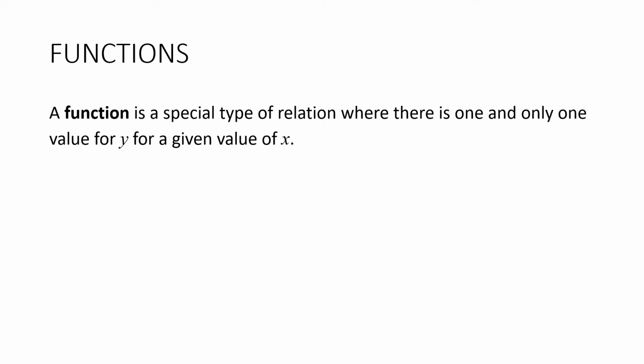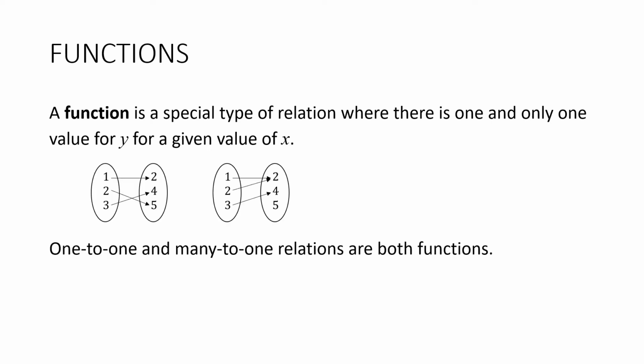A function is a special type of relation where there is one and only one value for y for any given x value. And one-to-one and many-to-one relations are both functions. So there is only one y value for any x. Can you see that? Even this one here, 1 only maps to 2 and 2 only maps to 2. So these are both functions.